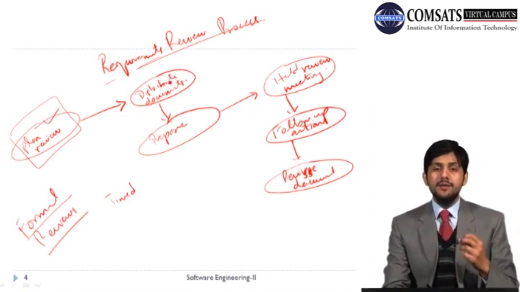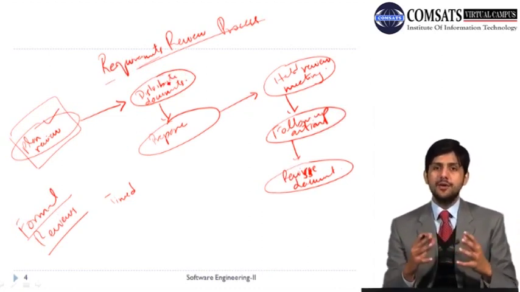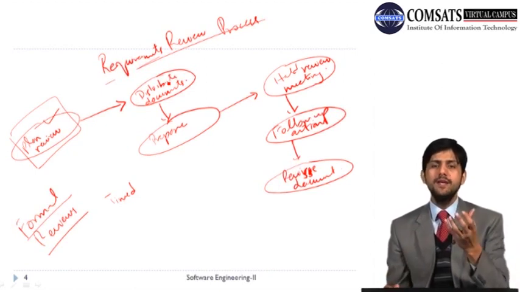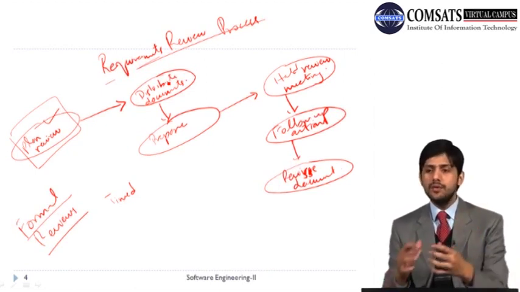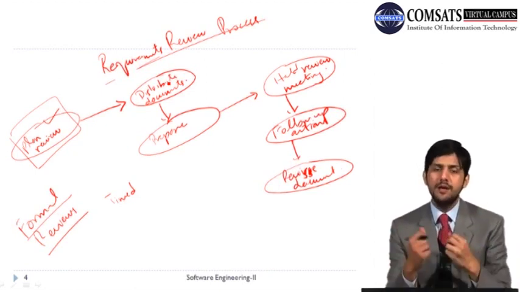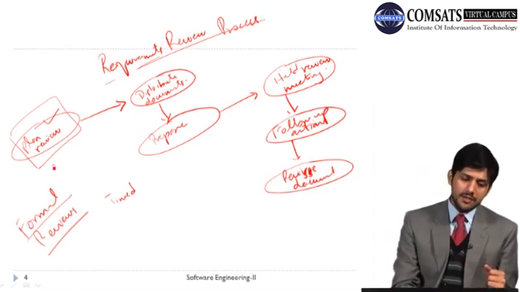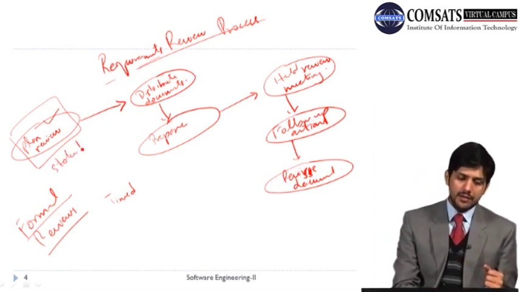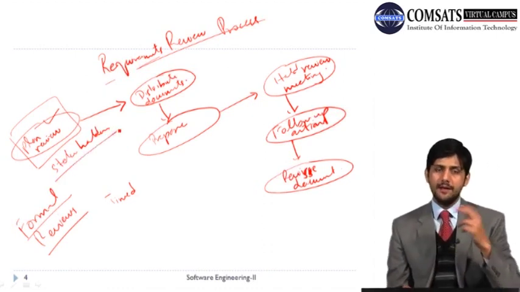But what planning can also include is trying to identify the stakeholders who would be included in this particular review meeting. So you identify all the stakeholders who would be included in this review meeting. And what is then done is that all the documents, all the inputs.